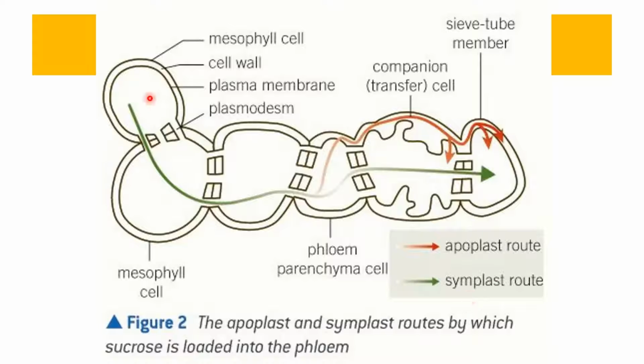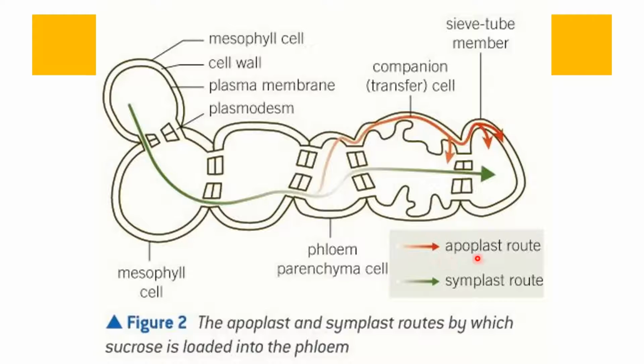If you follow the symplast pathway, this is the mesophyll cell. You can see that sucrose is formed here, but it will move, because the symplast pathway involves the movement of these assimilates through the cytoplasm. They will move from the plasmodesmata of one cell to the next, and then we have the phloem parenchyma, then the companion cells, and then the sieve tube element, right? So they will follow through the cytoplasm into the plasmodesmata, and they will actually load here.